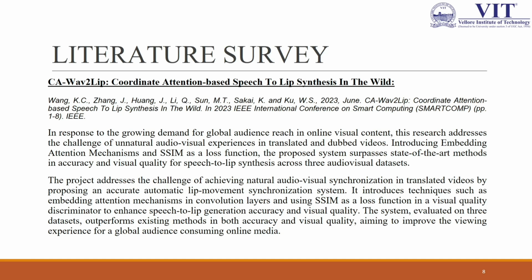Next one. So the next slide, the research tackles the issue of unnatural audio-visual experiences in translated and dubbed videos, aiming to cater to a global audience. By incorporating embedding attention mechanisms and SSIM as a loss function, this proposed system achieves superior accuracy and visual quality in speech-to-lip synthesis across 3 datasets. It introduces innovative techniques to enhance lip movement synchronization, resulting in an improved viewing experience for online viewers worldwide.